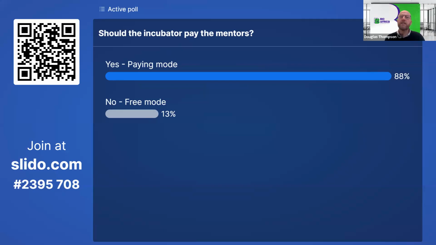So far it's a very interesting result here, because when I've asked this question before, quite often it's more equal about paying or not paying, more 50-50. Indeed, in many cases, the idea that the mentors should not be paid is answered more. It's very interesting, and I'd like to find out more about this as we go through the different sessions.